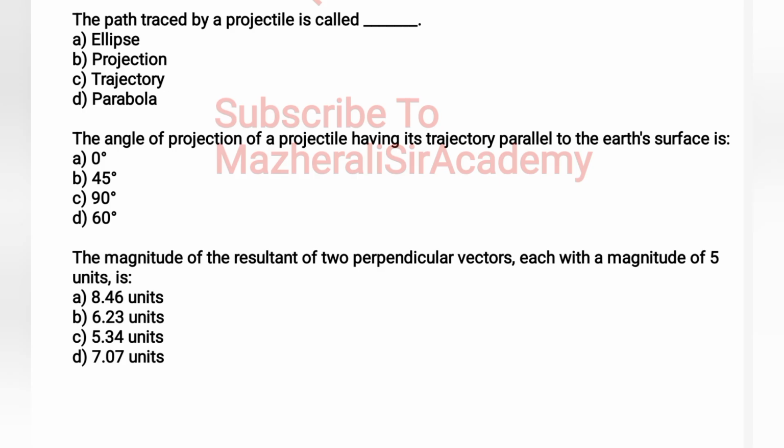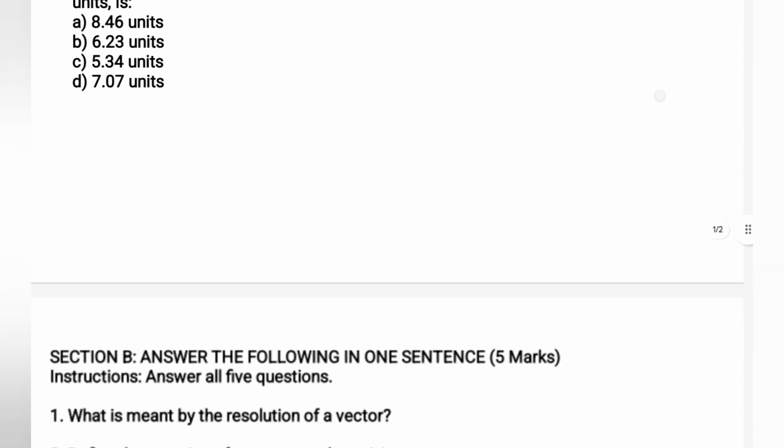5. The magnitude of the resultant of two perpendicular vectors, each with a magnitude of 5 units, is A. 8.46 units. B. 6.23 units. C. 5.34 units. D. 7.07 units.